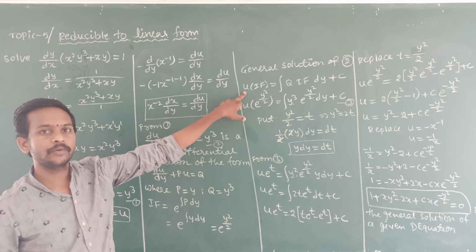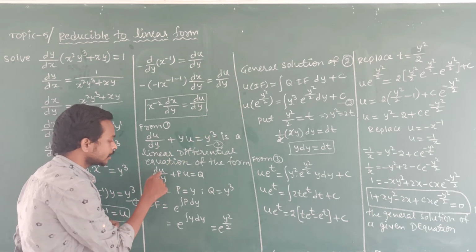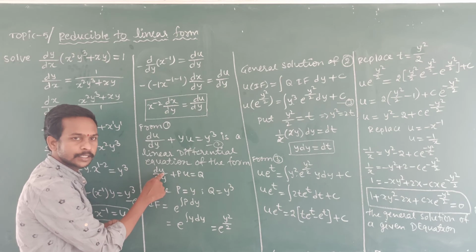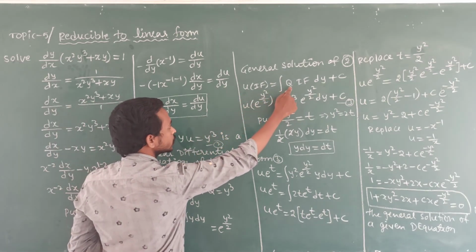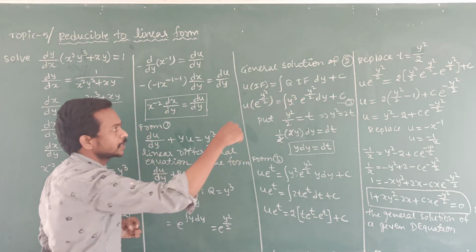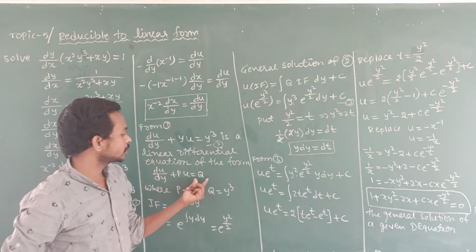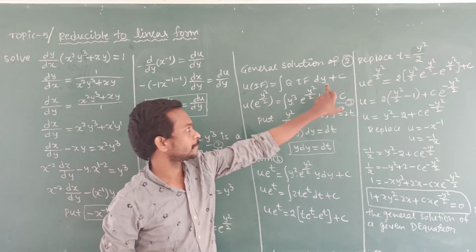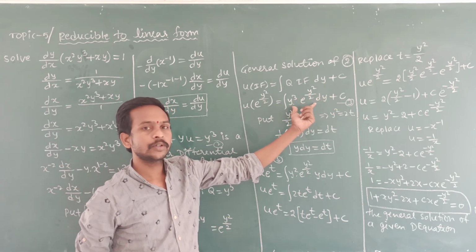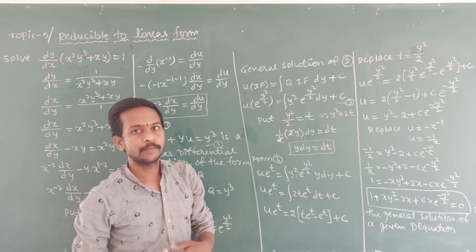How did you come here? What term here do we have in the numerator? That should be here: u into integrating factor is equal to integration of q into integrating factor into dy plus c. Why dy here? Because here y and the integrating factor are in terms of y, so there is dy here. Okay, if you want to integrate this directly, it will not be possible.